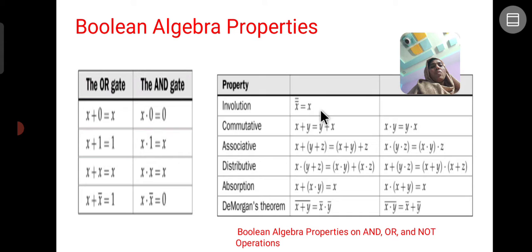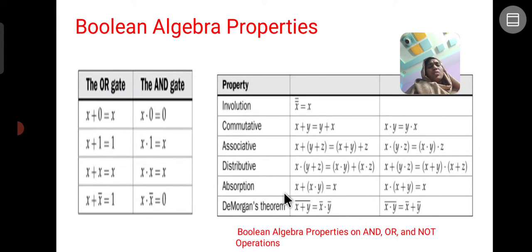So x double bar equal to x, and commutative x plus y. The last theorem, De Morgan's theorem, is a very important theorem in Boolean algebra. It states that x plus y whole bar equal to x bar dot y bar, and x dot y whole bar equal to x bar plus y bar.